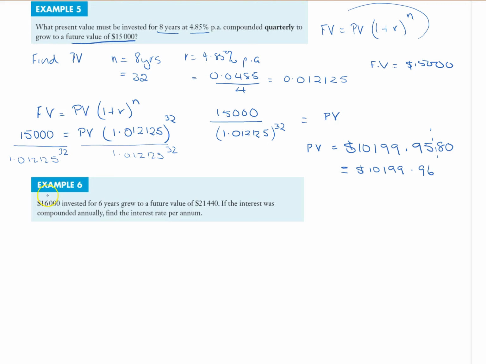In example 6, we're told that 16,000 is invested for 6 years. It grew to a future value of 21,440. If the interest was compounded annually, find the interest rate. Let's go back to the beginning. So it's telling us that P is equal to 16,000, N is equal to 6 years, the future value is 21,440, and it is find R.